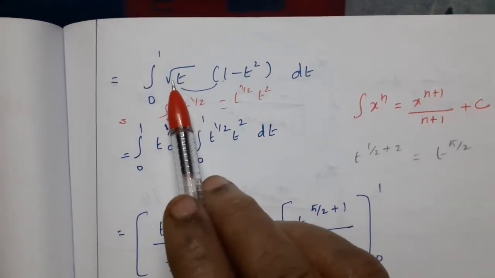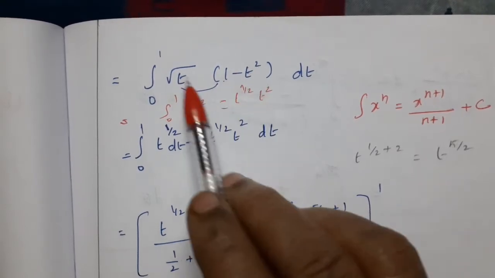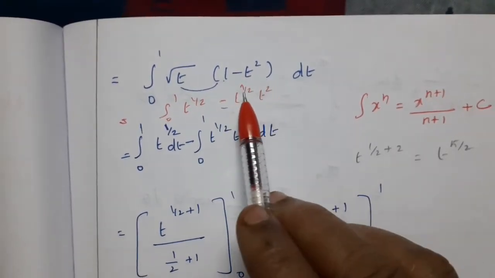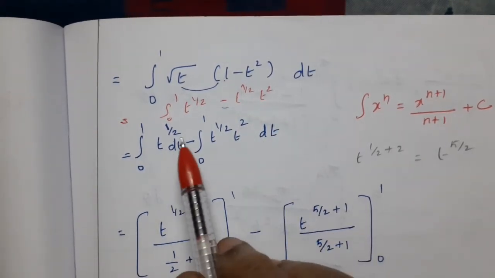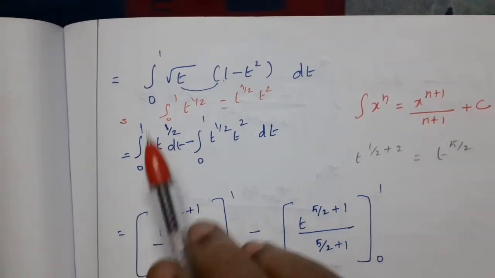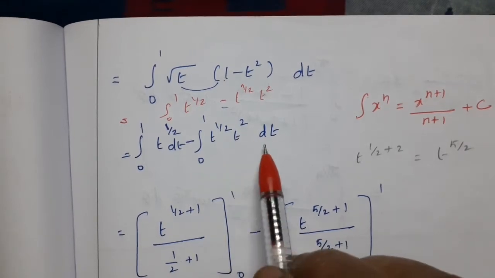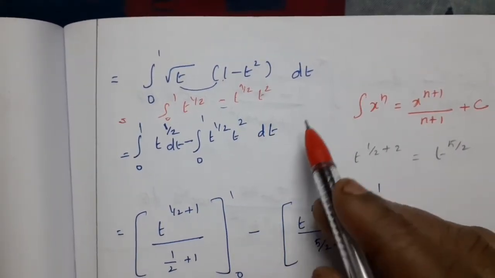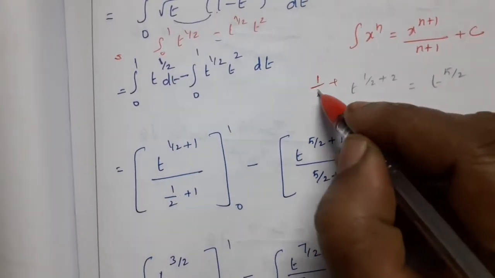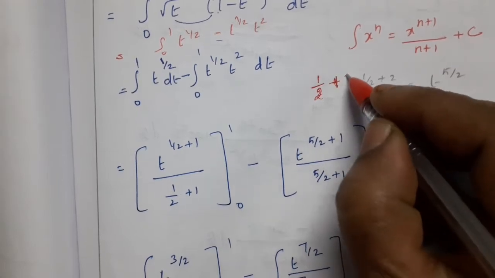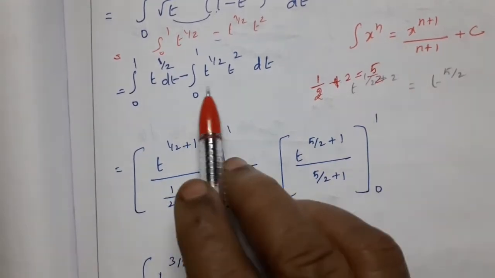This is root t into 1, that is t power 1 by 2, minus root t into t square, which is t power 1 by 2 into t square. Adding the powers, 1 by 2 plus 2: 2 twos are 4, 4 plus 1, that is 5 by 2. So here we have the integral from 0 to 1 of t power 1 by 2 dt minus t power 1 by 2 t square dt.